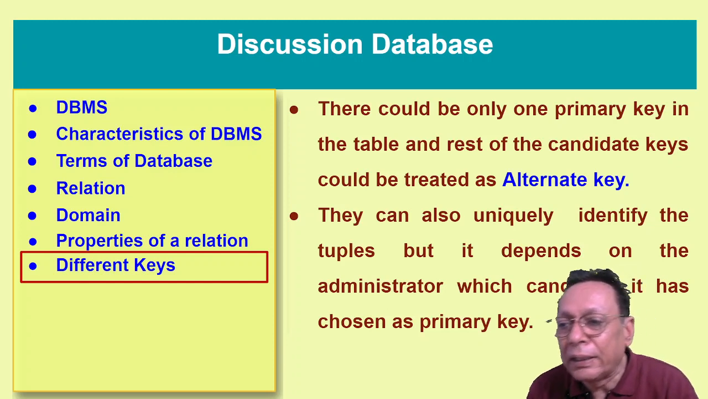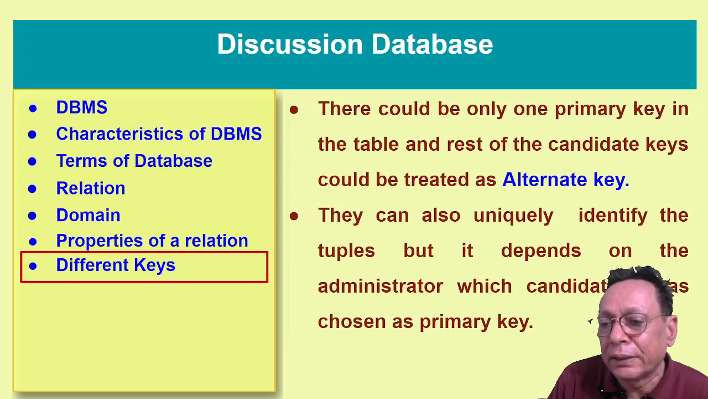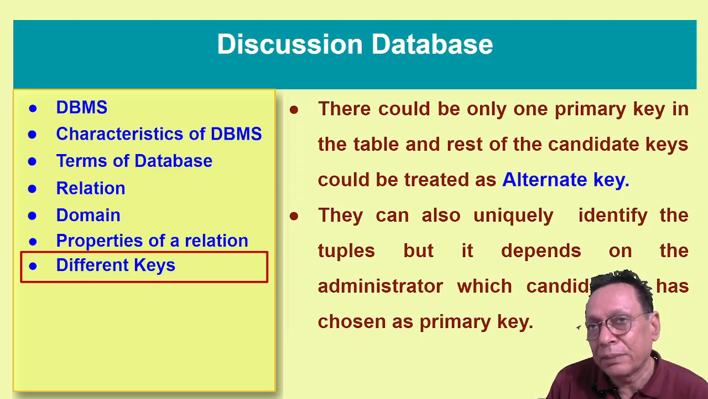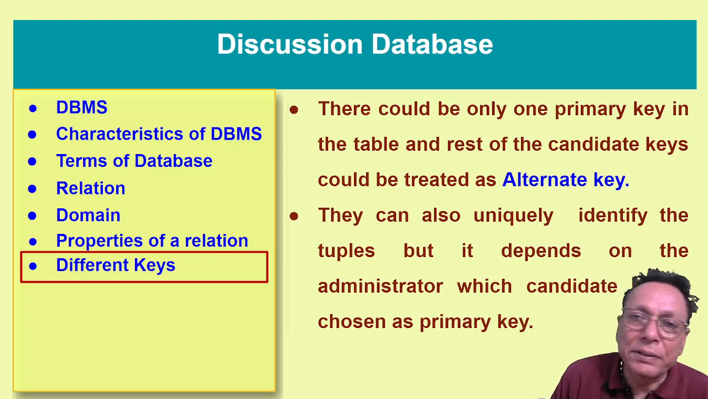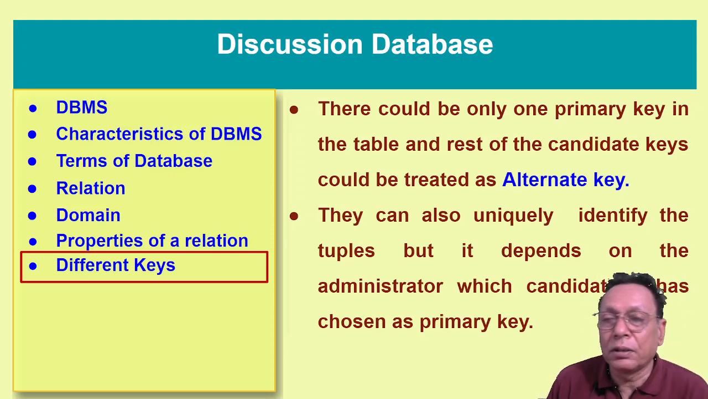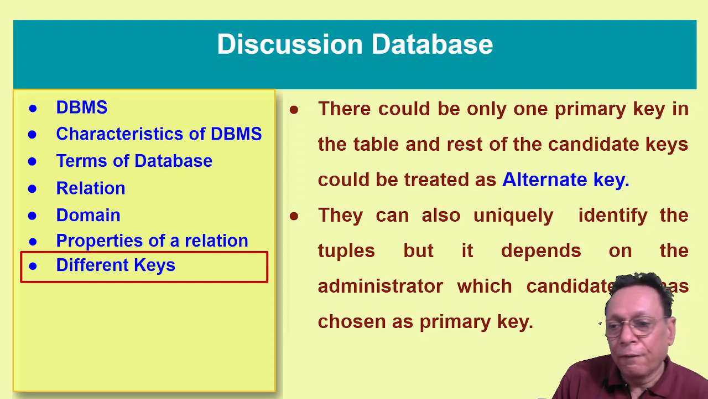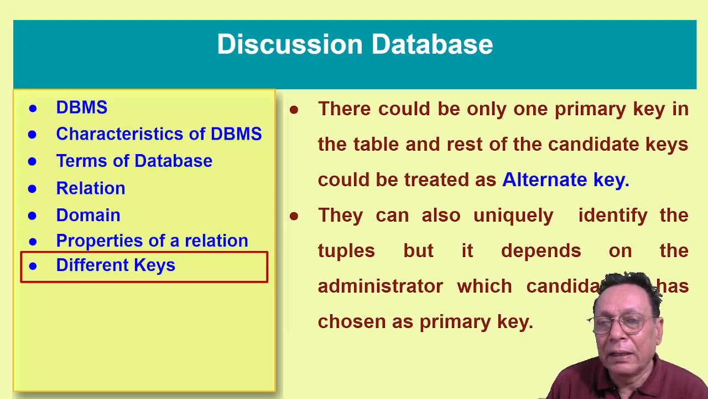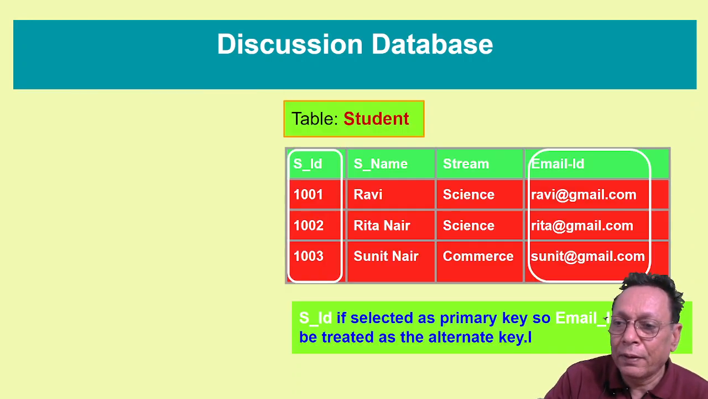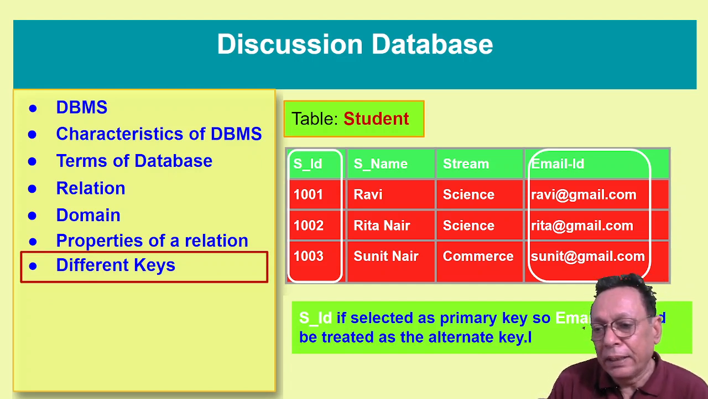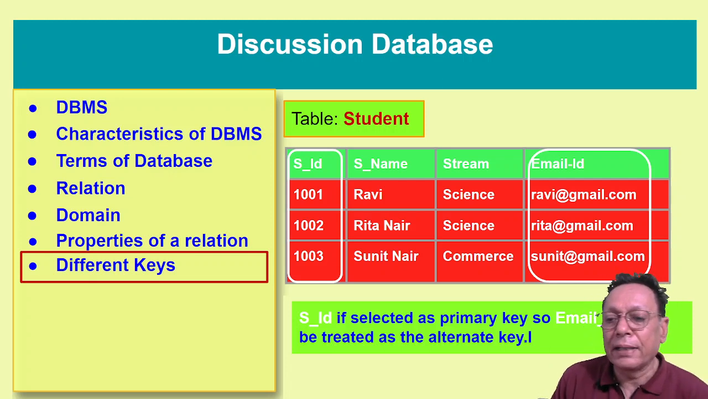They can also uniquely identify the tuples, but it depends on the administrator which candidate key has been chosen as the primary key. It depends on the administrator or the user which candidate key one should take as the primary key. So we have discussed the candidate key, the primary key, and the alternate key. If you see here, if SID is selected as the primary key, then email ID could be treated as the alternate key.